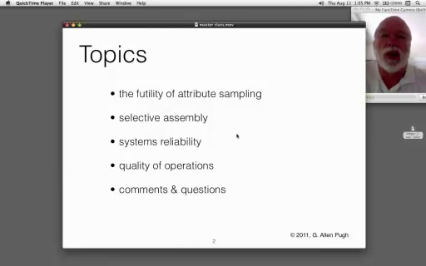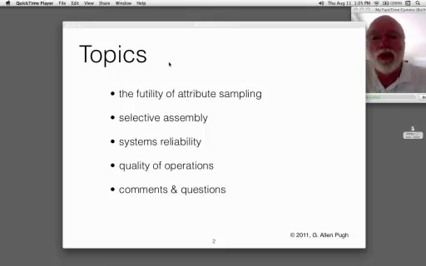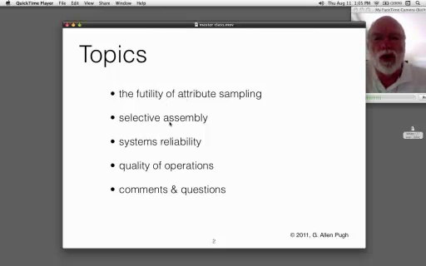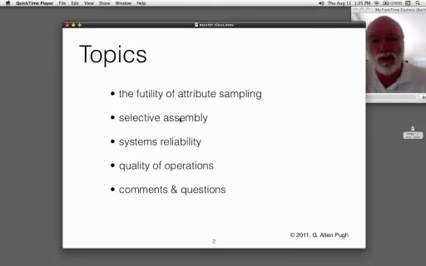These are the topics that I'm going to talk about. The futility of attribute sampling, a pet topic of mine. Second one's going to be selective assembly, which is a very rarely used technique, but which lends itself to analysis using simulation rather well. Systems reliability, which most of you are probably familiar with, or at least have heard the terms before. And finally, quality of operations.